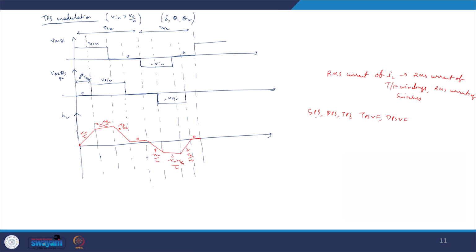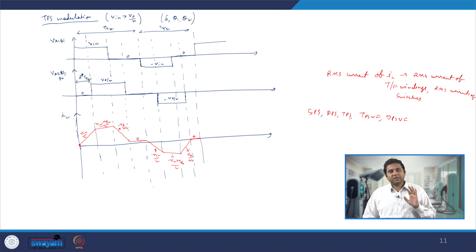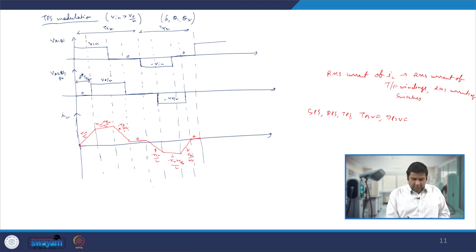So anyone can apply different modulation schemes and then calculate the RMS currents flowing through the inductor, and then select the modulation scheme which has the minimum RMS current. That is when one can ensure they have the minimum conduction losses in their converters, because this RMS current of the inductor will indirectly determine the RMS current of the transformer windings as well as the RMS current of the switches, because in this period some switches are on, in this period some other switches are on.